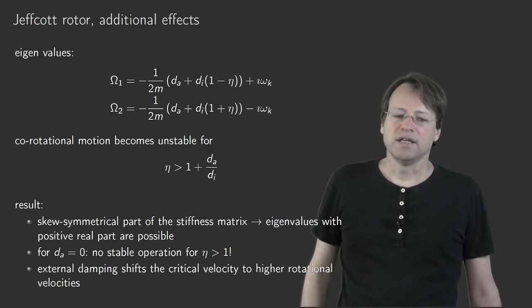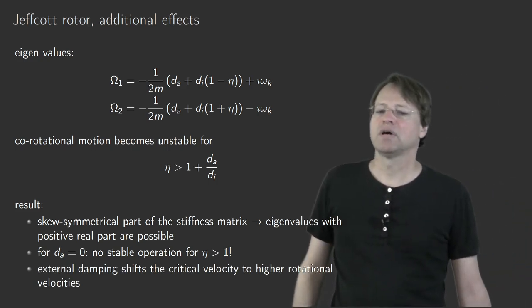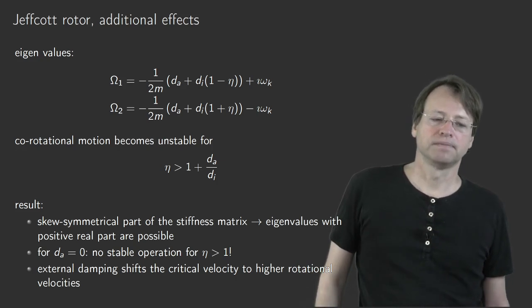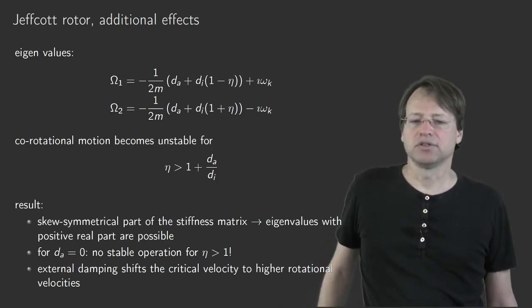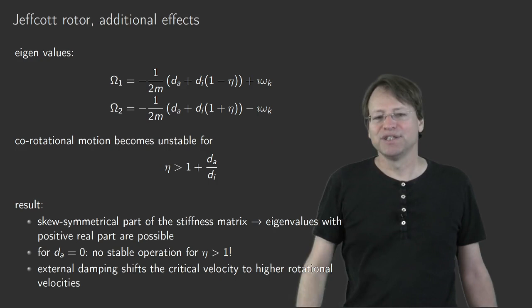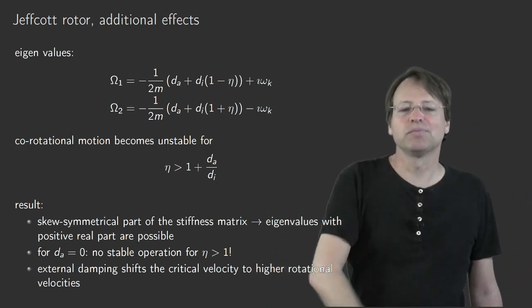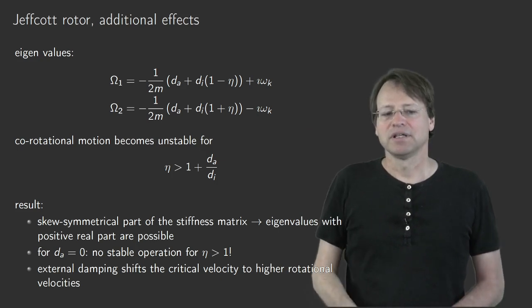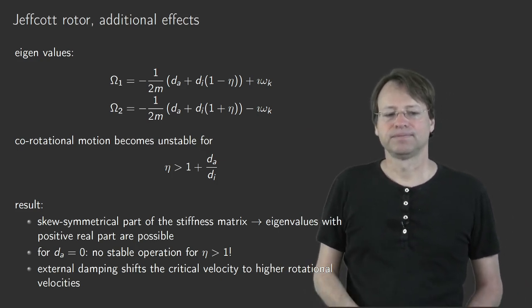Now, if there is external damping, it shifts the critical velocities to higher rotational speeds. However, external damping is usually accepted, but it's unwanted. You don't want to increase artificially the damping in the system just to be able to use the supercritical range. That's not energy efficient. So what can you do instead?